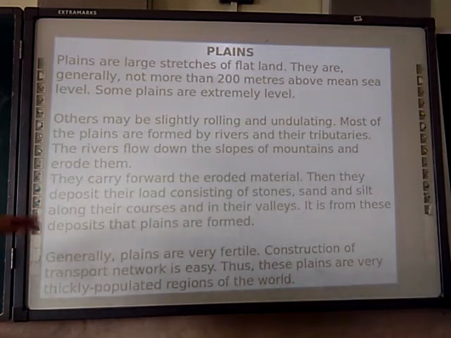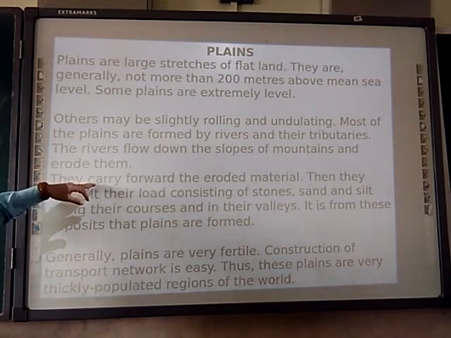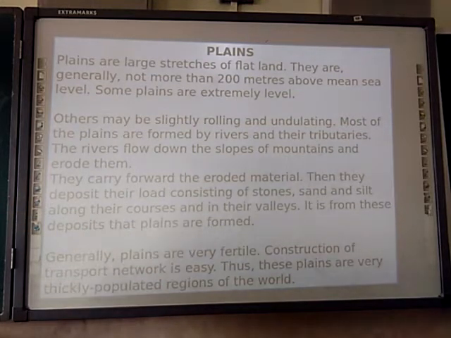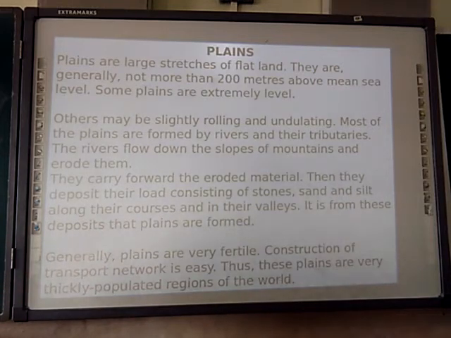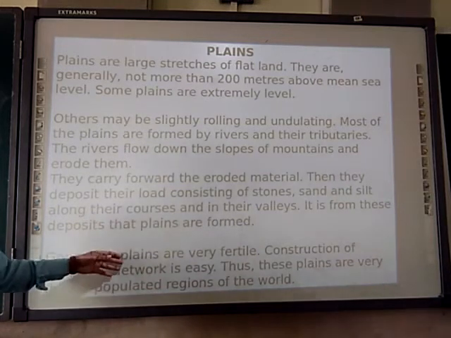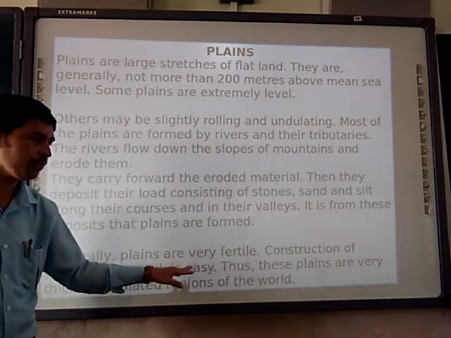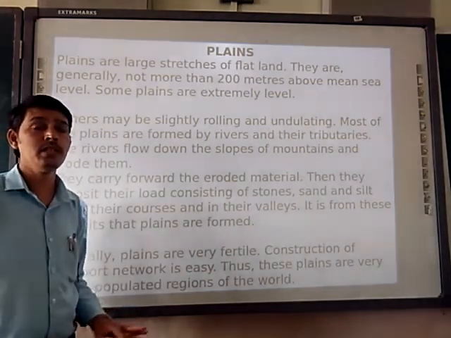The rivers flow down the slope of the mountain and erode. They carry forward the eroded material, and after that there is deposition of stone, sand and silt along their course and in their valley, which forms the deposits from which plains are formed. So generally plains are very fertile, that is their use. Construction of transport networks is very easy, and these plains are the thickly populated regions of the world.